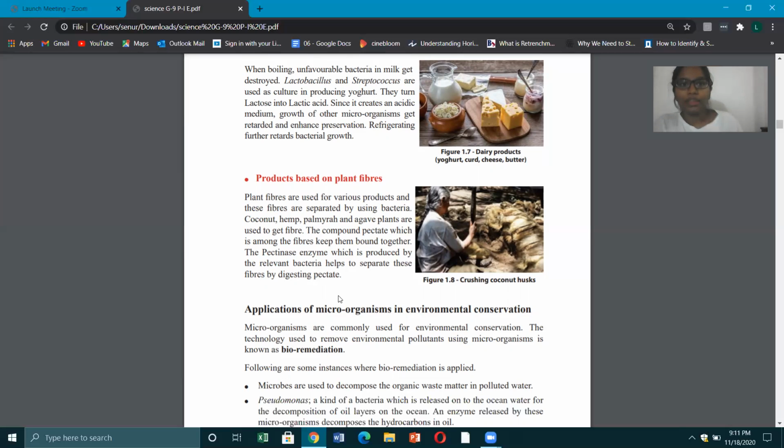Because we want to kill the unfavorable bacteria. We're going to consume it, we're going to drink or eat, you know, we're going to consume those products, right? So why do you boil it? Because you have to take the unfavorable bacteria away. You know, we have to destroy it.